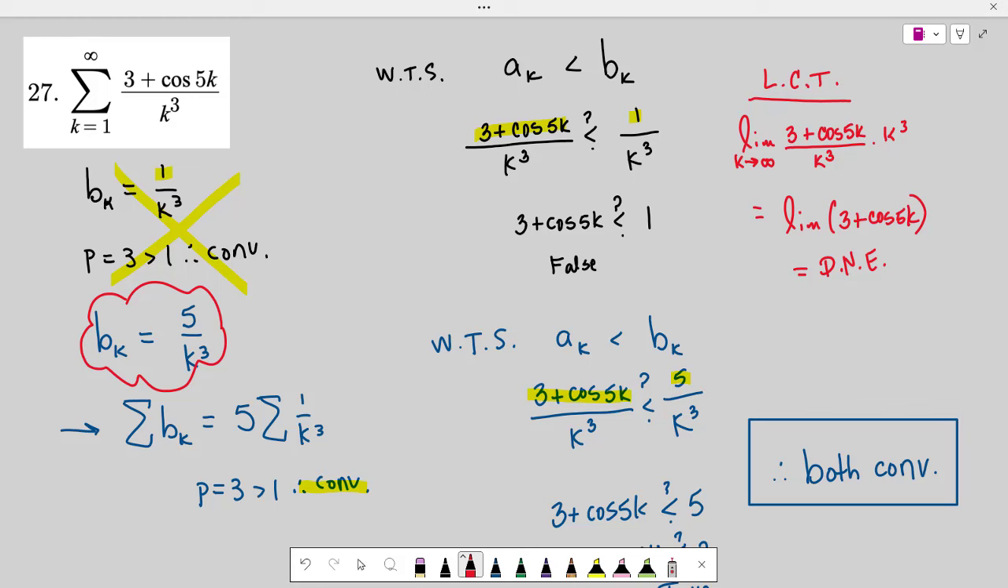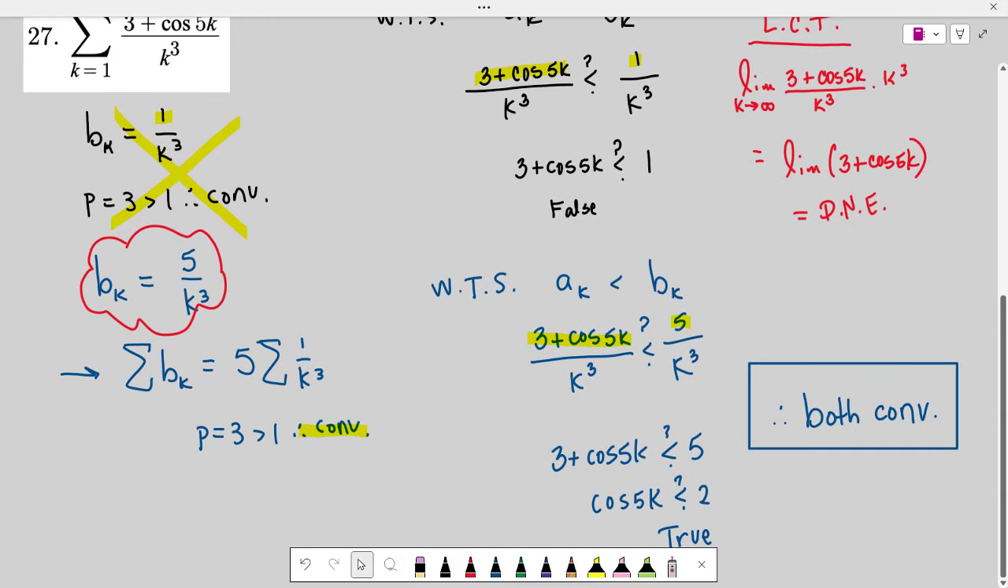The limit doesn't exist because it's a cosine. Because it's oscillating, right? A limit only exists if the function is approaching a single number, and that's not happening. We did not say it's inconclusive. It is inconclusive.